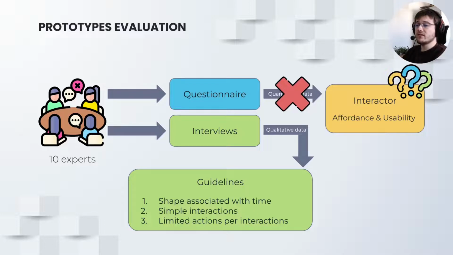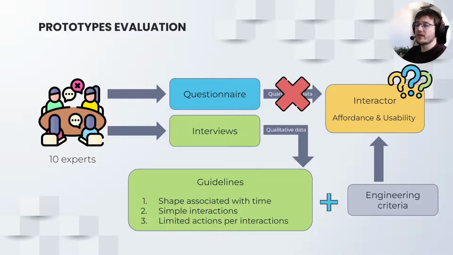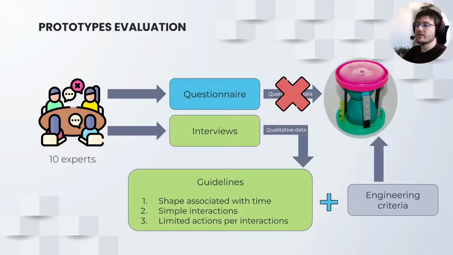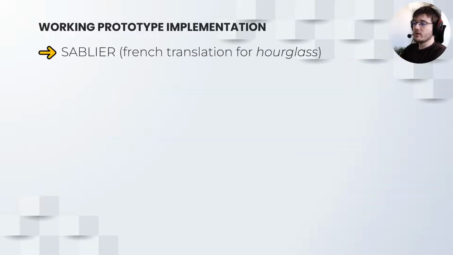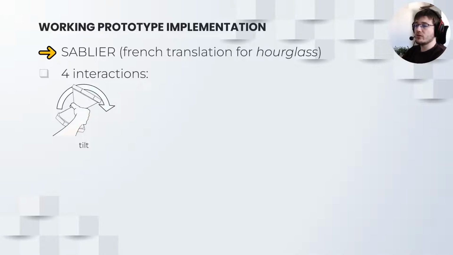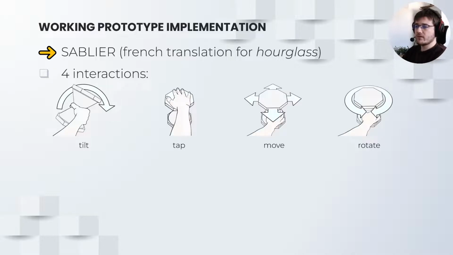Taking these guidelines into consideration and adding engineering criteria, the prototype which stood out is an hourglass-shaped interactor. This is why we propose SABLIER, a tangible interactor to navigate through space and time inside a digital environment. We propose 4 interactions: tilt, based on the natural use of an hourglass, tap, move, and rotate.